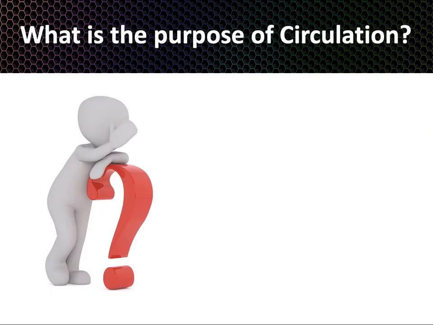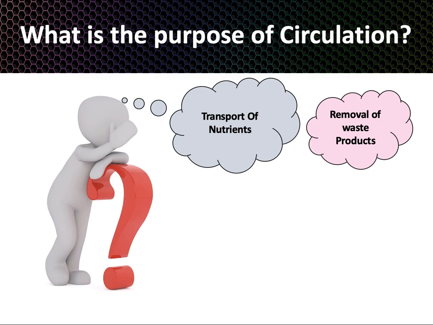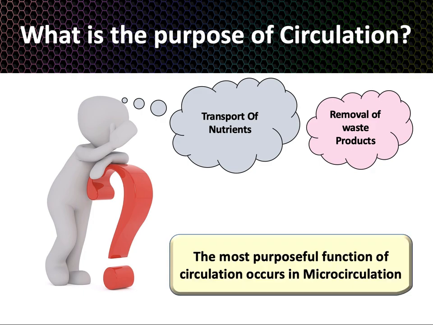So, what is the purpose of circulation? What do you think? Right, mainly for the transport of nutrients and oxygen, and removal of waste products. If you give a thought to the entire circulatory system, which is that part which serves the purpose of circulation? Yes, exactly. It is the capillaries. So we can say that the most purposeful function of circulation occurs in the microcirculation.